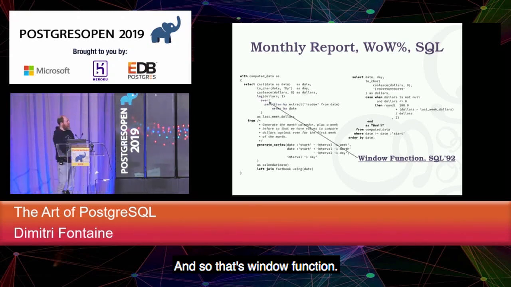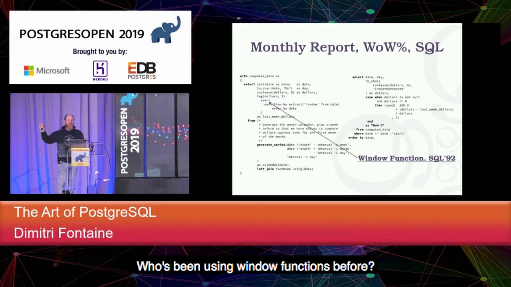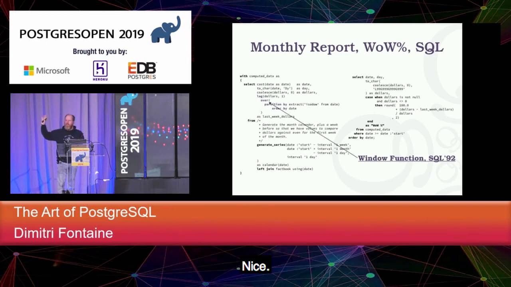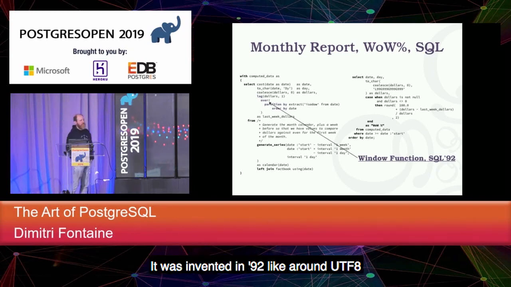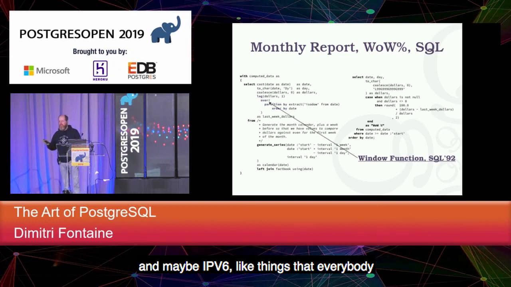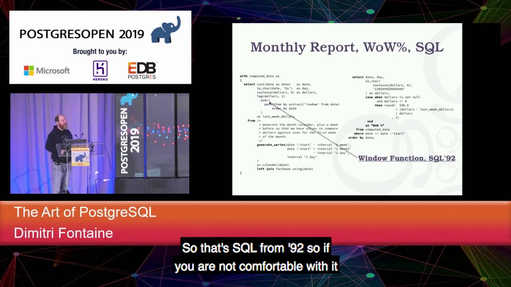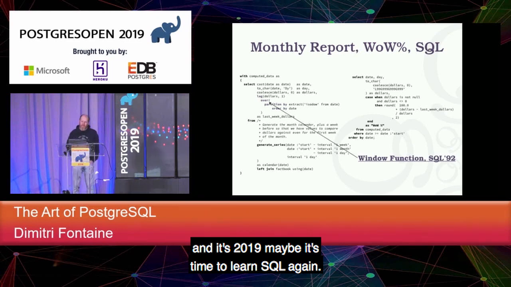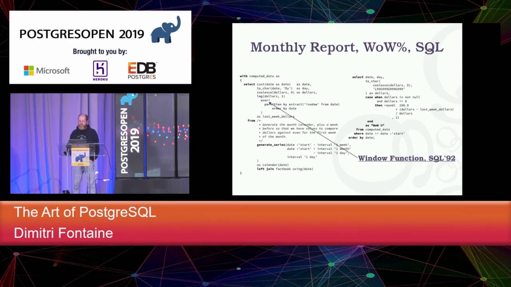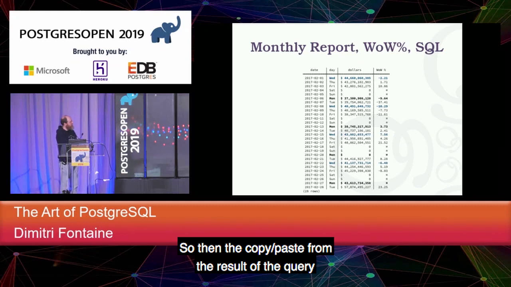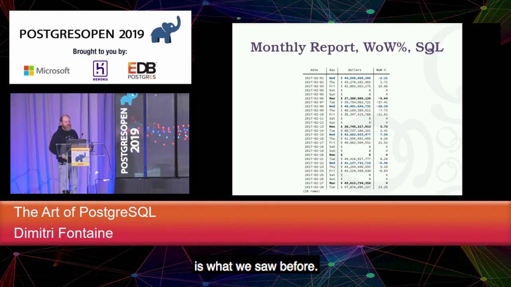And so that's window functions. So who's been using window functions before? Nice. It was invented in 92, like, around UTF-8 and maybe IPv6, like things that everybody uses every day. Nowadays, no, maybe not. But so that's SQL from 92. So if you are not comfortable with it and it's 2019, maybe it's time to learn SQL again. So the copy-paste from the result of the query is what we saw before.